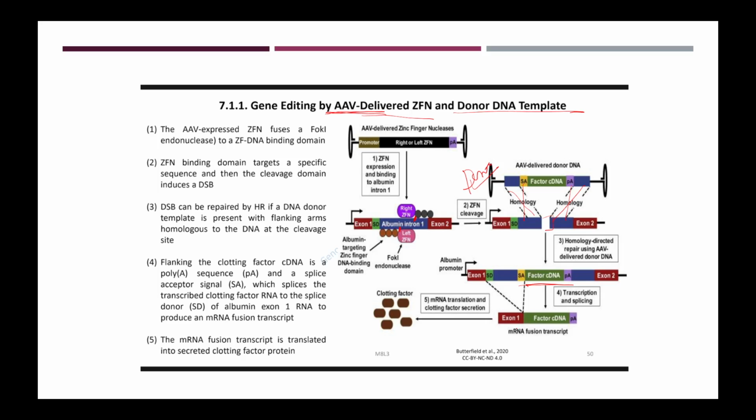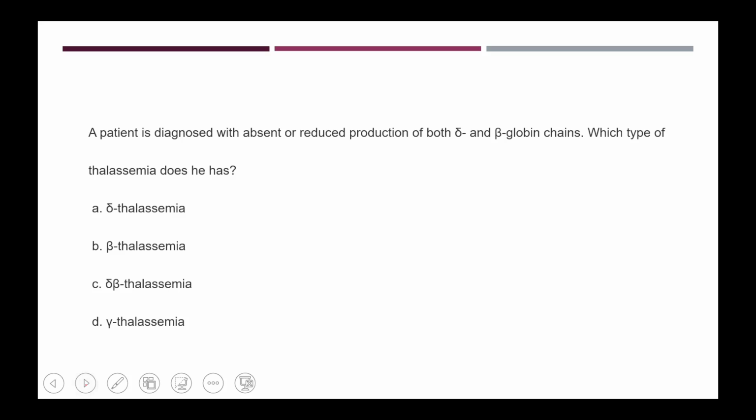And this is the transcription and splicing. The mRNA fusion transcript is ready, so mRNA translation and clotting factor secretion will happen. Okay, so now we'll see our questions.